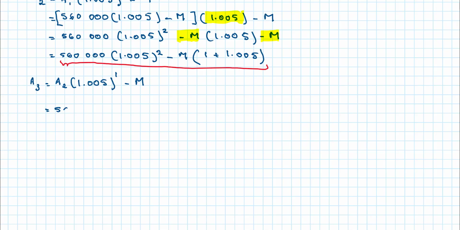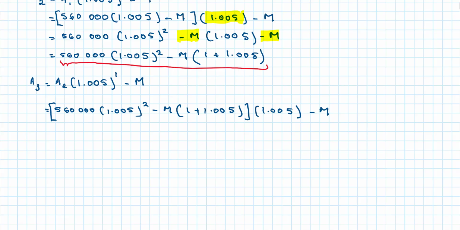So that would be 560,000 times 1.005 squared, minus M, 1 plus 1.005. And all of this gets multiplied by 1.005 to the power of 1 minus M. Again, I am going to multiply this by the two terms inside the brackets.